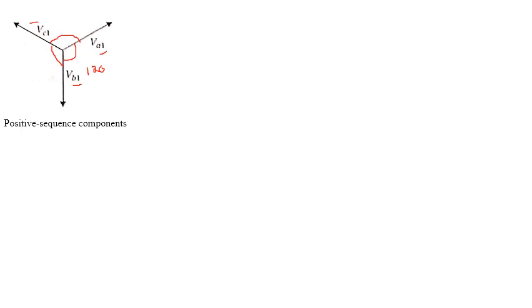So you have to be very particular about it, because sometimes we go with an anti-clockwise direction. Here I am writing in a clockwise direction: VA1, VB1 and VC1. So this is what we are considering as the positive sequence component. Then the second one is the negative sequence component.